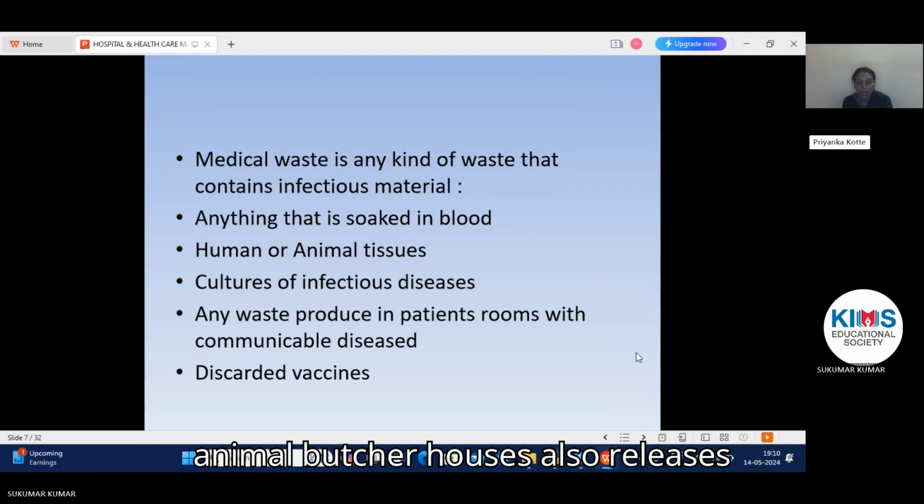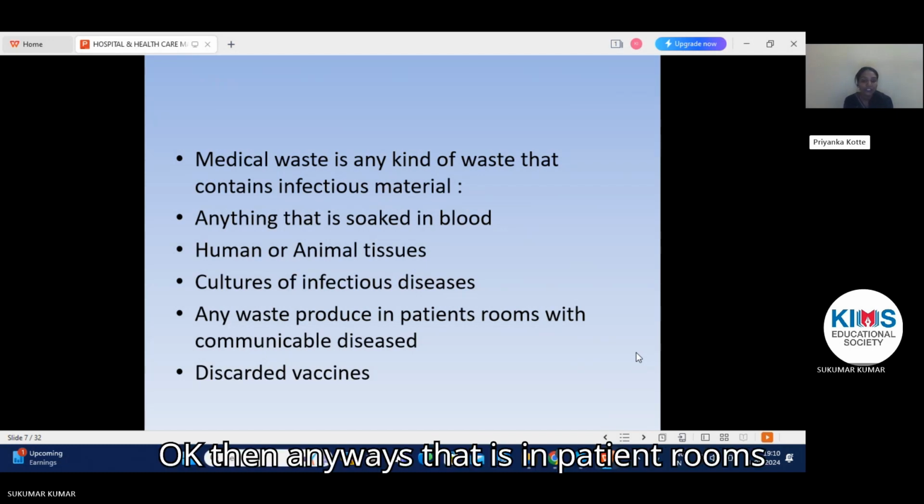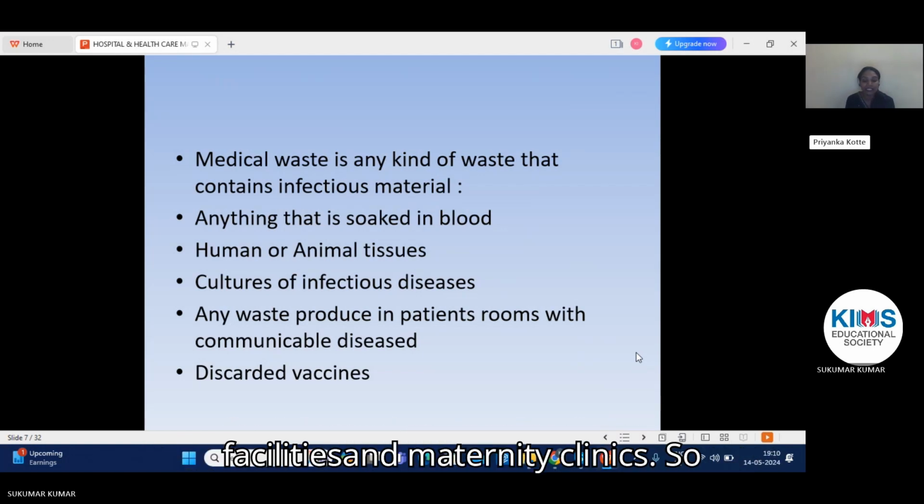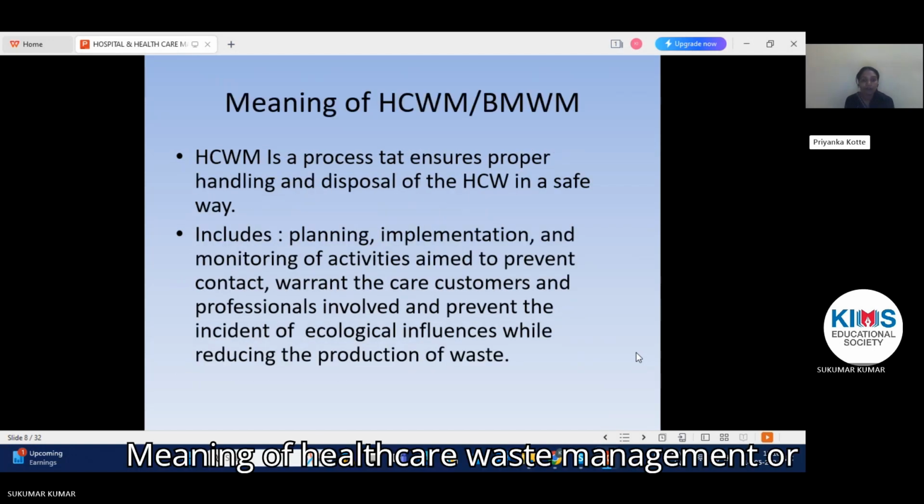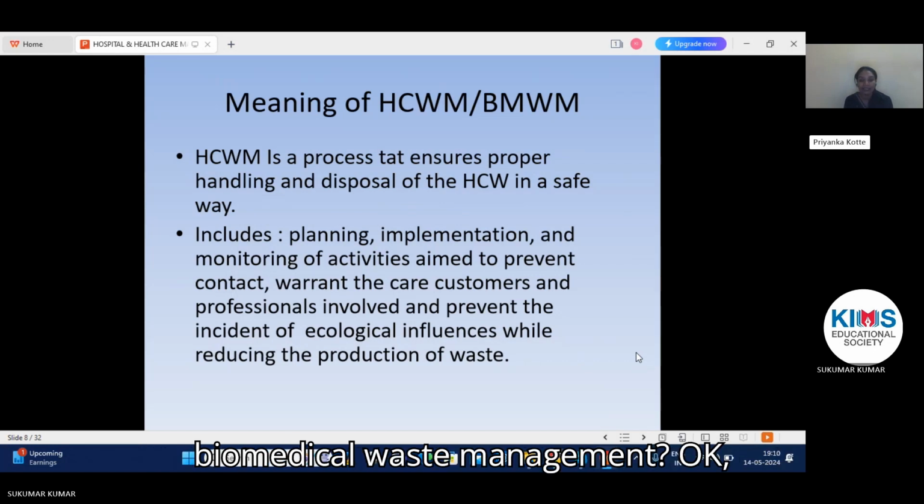even the animal butcher houses release animal tissue, and cultures of infectious diseases from the laboratory. Okay, then any waste in patient rooms with communicable diseases, and discarded vaccines. So all these are the waste that has been generated from the laboratories, dental practices, research facilities, and veterinary clinics. So this is a basic understanding of biomedical waste till now. Next, we will see the meaning of healthcare waste management or biomedical waste management. Okay, so what is management? What do you think management is?